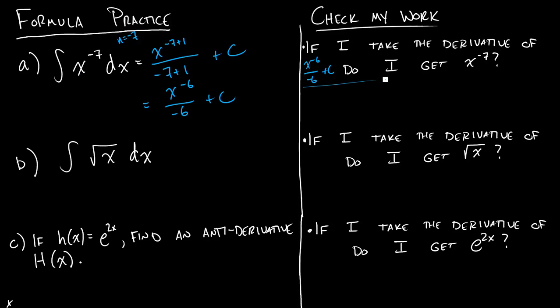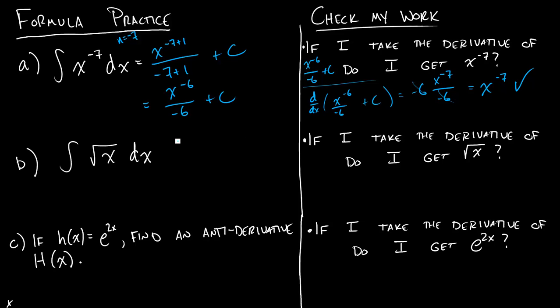And so let's check. All right, so d over dx of x to the negative 6 over negative 6 plus c. My negative 6 drops down, and I'll get negative 6, and then I subtract 1 from my power. I have a negative 6 down there, and my c goes away. These will cancel out, and I'll get x to the negative 7. So big check mark, right?